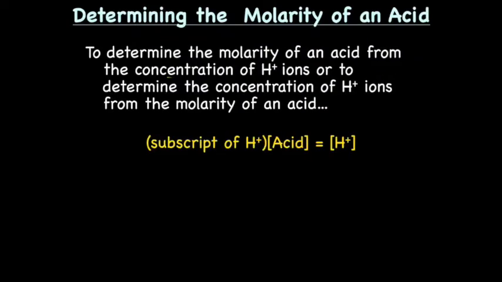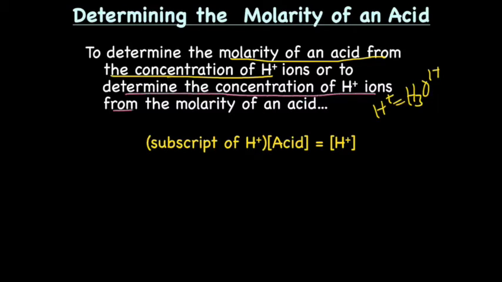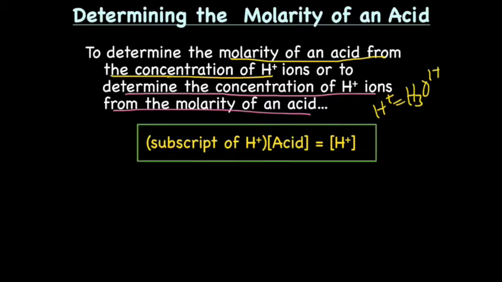Okay. All right, let's now talk about how to determine the molarity of an acid. To determine the molarity of an acid from the concentration of H plus ions, or remember, H plus is the same as H3O plus, or to determine the concentration of the H plus ions from the molarity of an acid, you're going to use this equation. The subscript of the acid times the concentration of the acid equals the concentration of H plus or concentration of H3O.